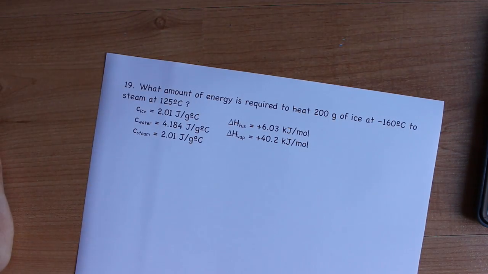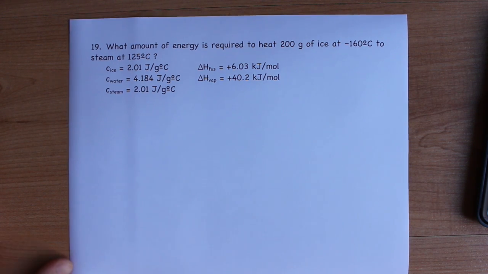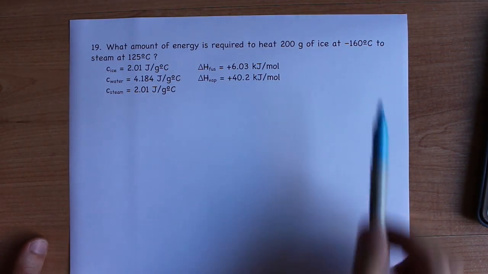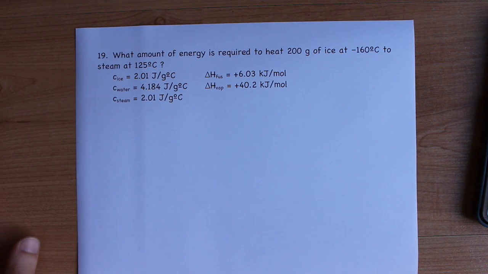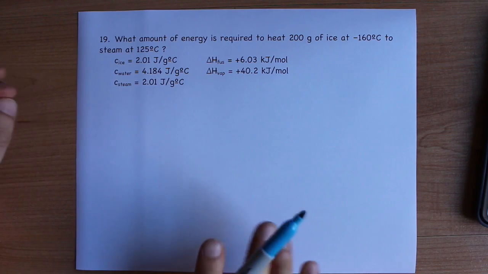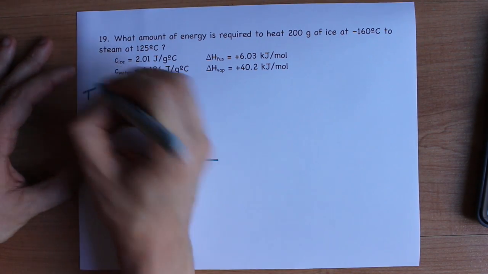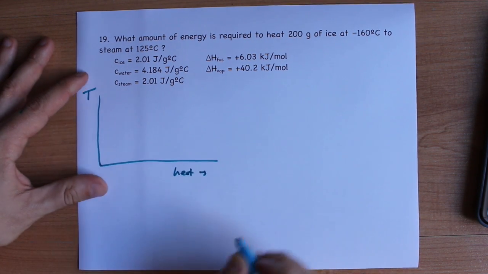That changes of state kind of question is much more interesting when you're doing a heating curve. What I mean is, we are going to heat 200 grams of ice at negative 160, wow, that's cold, into steam at 125 degrees Celsius. When you heat ice into steam, the temperature will not go up directly with heat added.